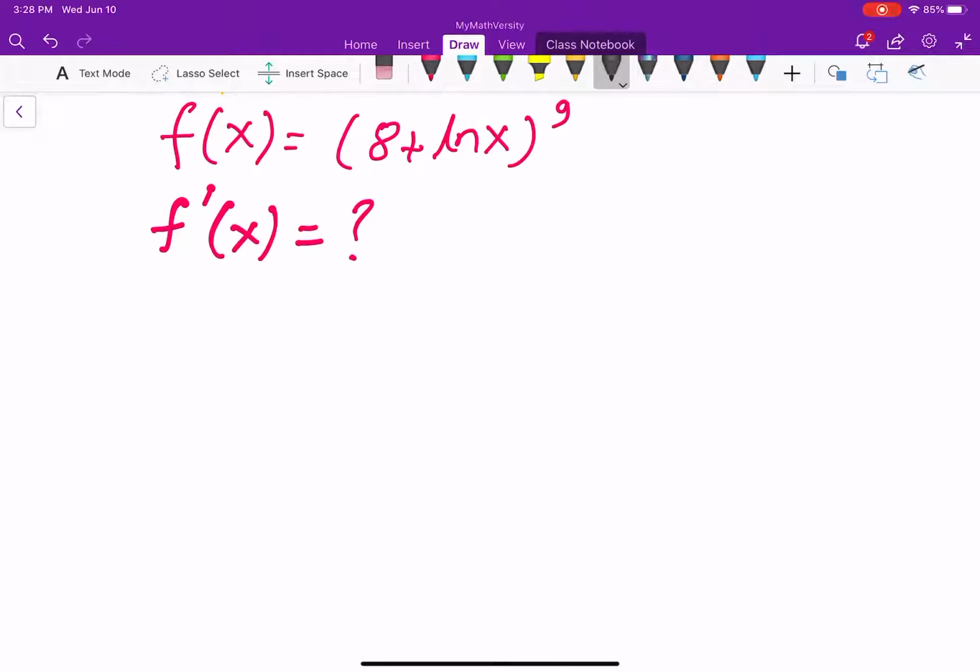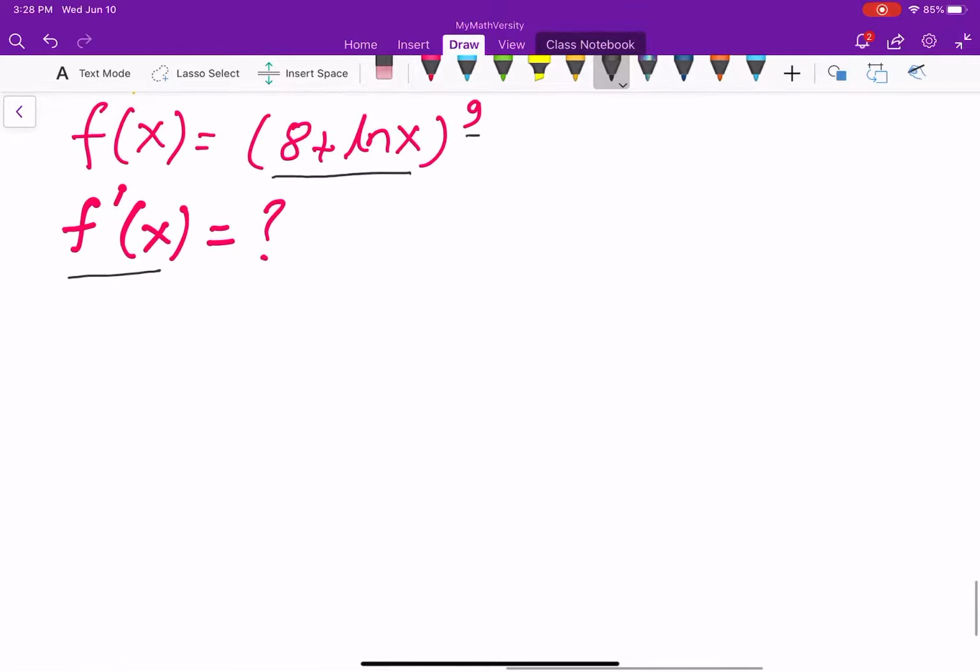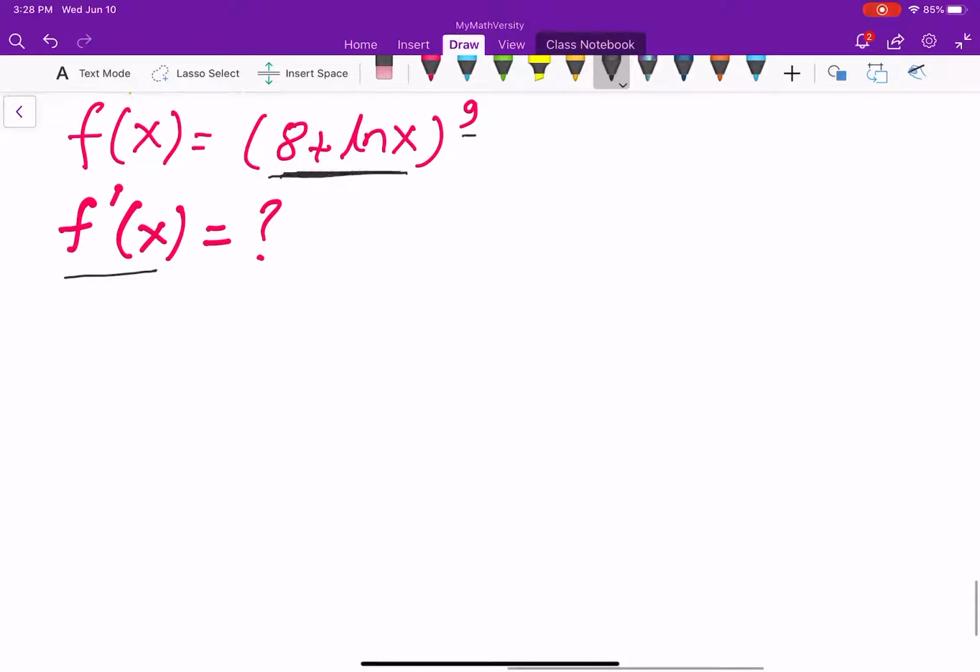Suppose that we have given this function, which is (8 + ln x) raised to the power 9, and our goal is to find the derivative of that function. So how can we do this? We have some function raised to the power of something. When we have that, we can use the generalized power rule, right?